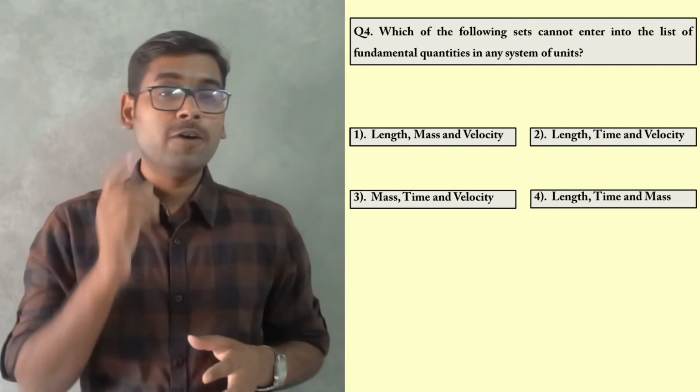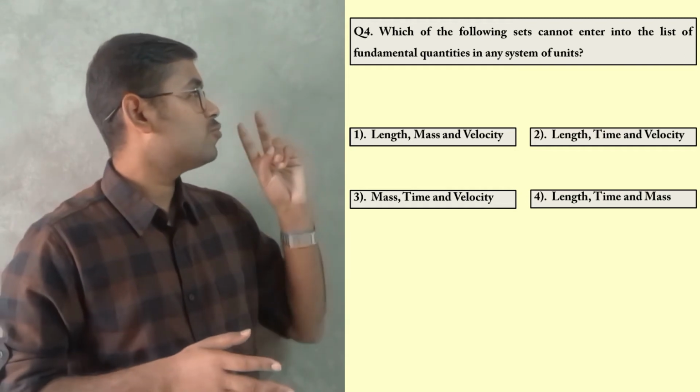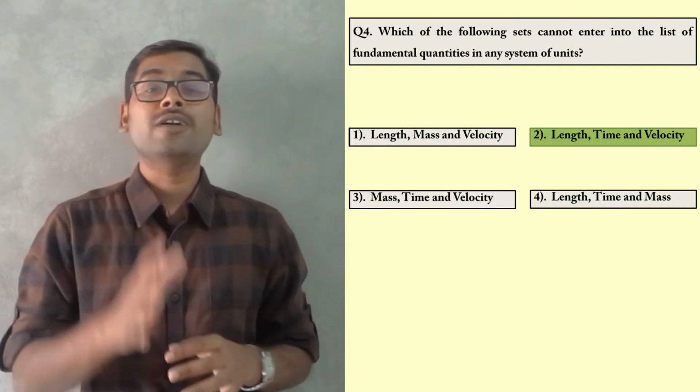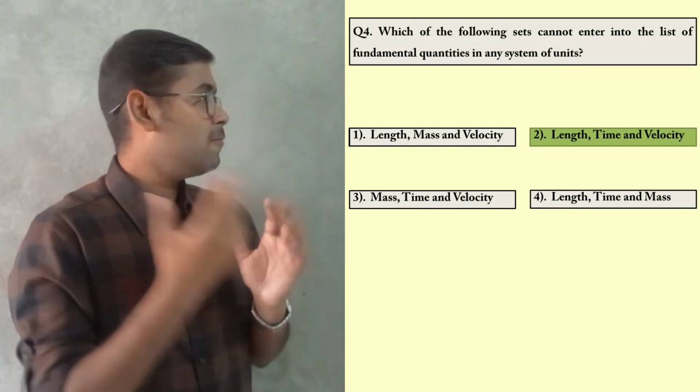Guys, for this question I will first tell you which is the right answer, then let us discuss why. Answer to this question is option number 2, that is length, time and velocity are the quantities which cannot enter the list of fundamental quantities in any system of units. Now let us see why.